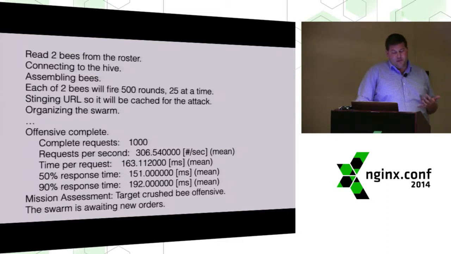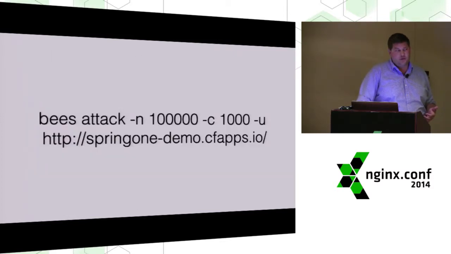Once the offensive is complete, you get a dump of some basic statistics: the number of requests per second that we can handle, in this case 306, with an average latency of 163 milliseconds. And the mission assessment is: the target crushed the bee offensive. So the server survived, and the swarm is awaiting some new orders. But that's really easy to get around. Just throw some more concurrency there.